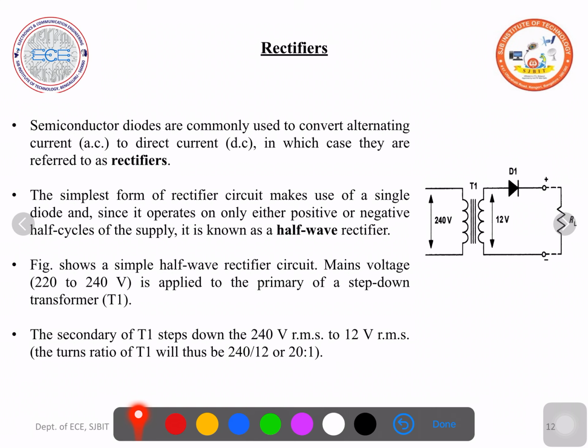The mains voltage is 240 volts, that is applied to the primary of a step down transformer. So there is no rule that always you should select 12 volts. Whichever voltage you need, your situation demands, you can go for that. If it is 9 volts, then it becomes 240/9, so the turns ratio also will change.